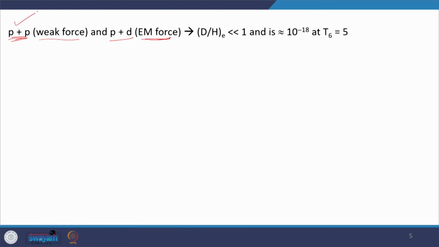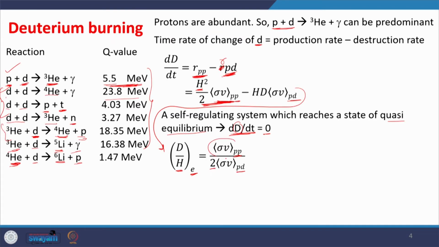Why am I discussing this reaction? Because it is the reaction responsible for the production of deuterium, and this one is responsible for the destruction of deuterium. And we are trying to understand the overall mechanism of deuterium production and destruction. Considering the strength of these two forces, naturally the weak force when you take the production is very less. So, the D by H is much less than 1. Why? This is a weak force and this is the electromagnetic force, which is stronger. So, the ratio will be less than 1 only, right?